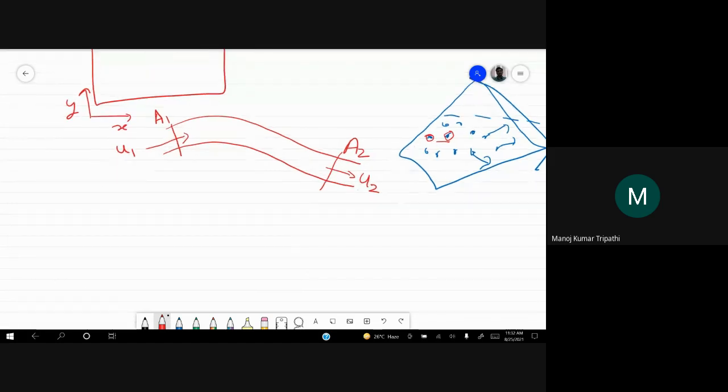So A1 U1 is equal to A2 U2, and that is basically the mass conservation, or volume conservation also if the density is the same. So whatever volume is entering through the first cross section has to exit from the second cross section, right? If it is incompressible, if it cannot be compressed.